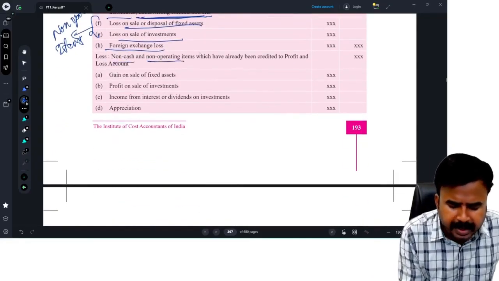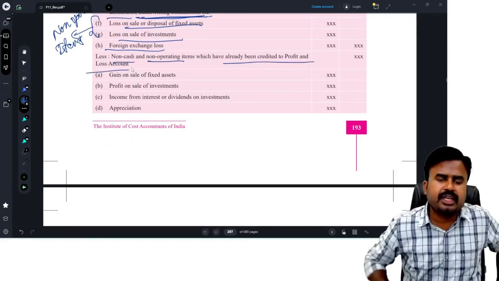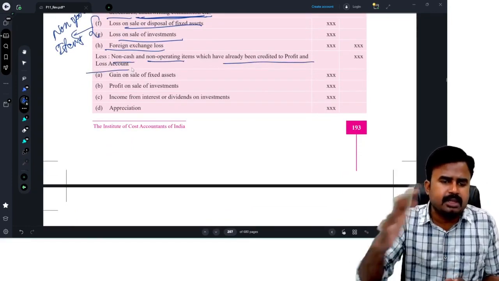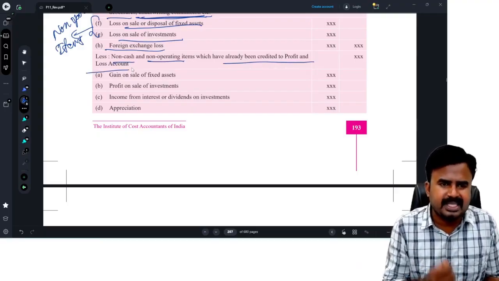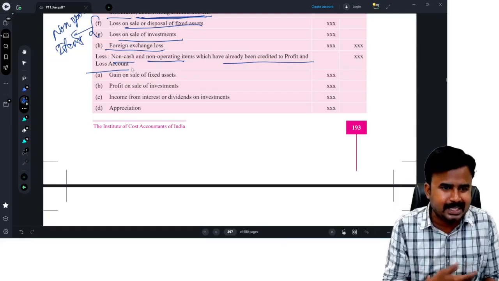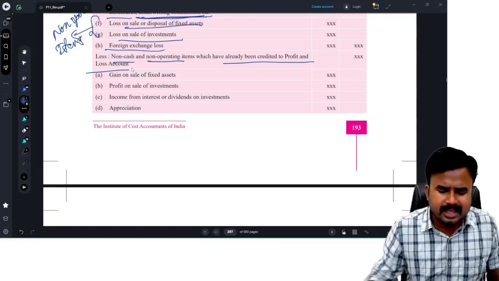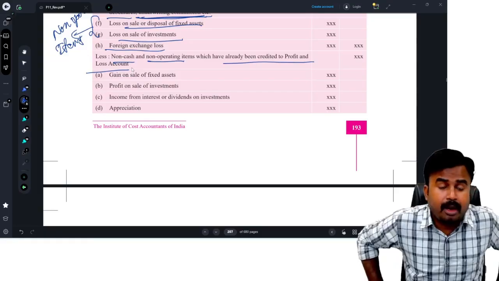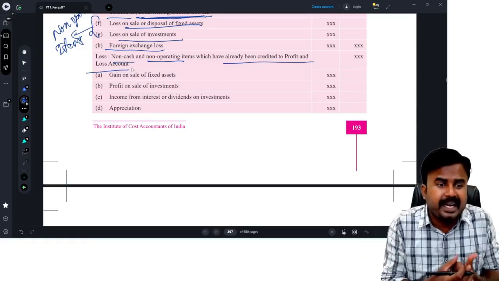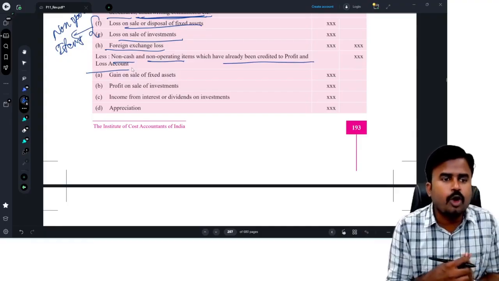Non-cash and non-operating items which have already been credited to profit and loss account. Some of the items which are credited in profit and loss account may not be in terms of cash. And some of the items which are already credited in profit and loss account must represent non-operating transactions. Those are not operating transactions like gain on sale of fixed assets, profit on sale of investments. These are what? Some non-operating gains. And also I'm going to get non-operating incomes like interest received and dividend received on my investments. These are my non-operating incomes.